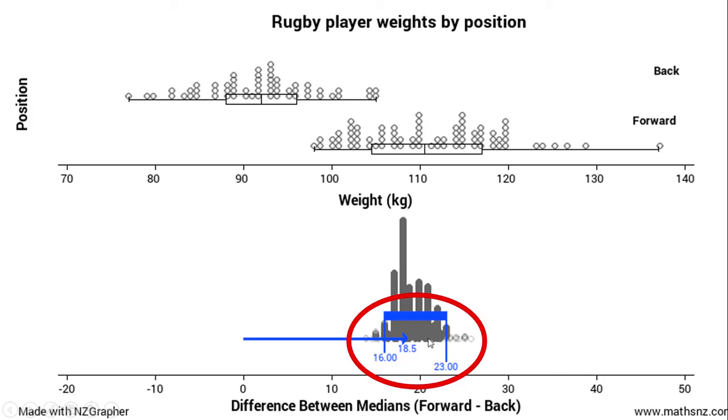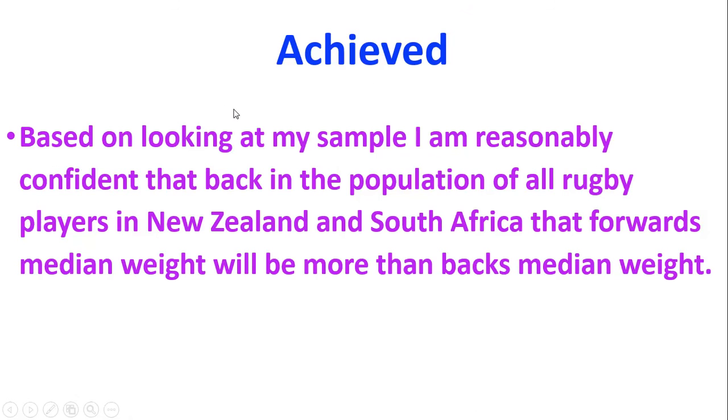Absolutely not. Because the confidence interval is both positive, that tells us the weights of our forwards is bigger than the weights of our backs by between this much and this much kilos. But because 0 is not in the interval, we can be sure that there is definitely a difference between these two groups. We have enough evidence to say that the weights of the forwards are bigger than the weights of the backs. And that's what we want to write for our achieved answer.